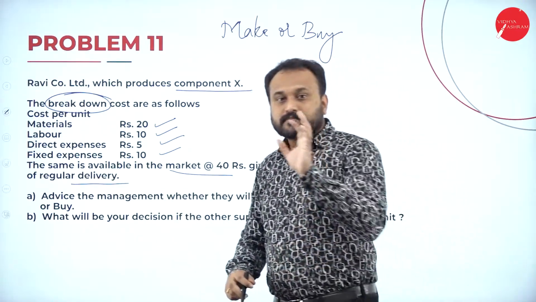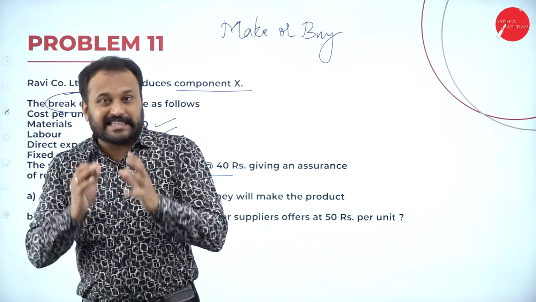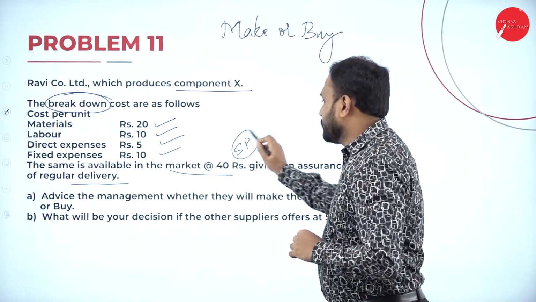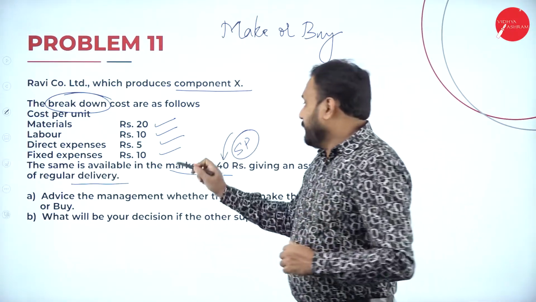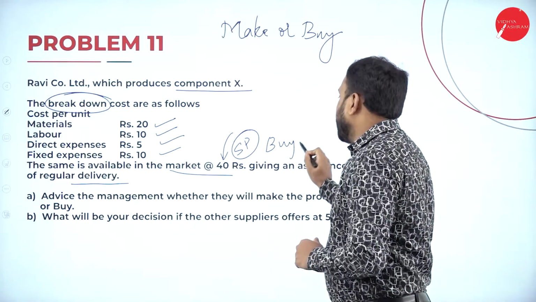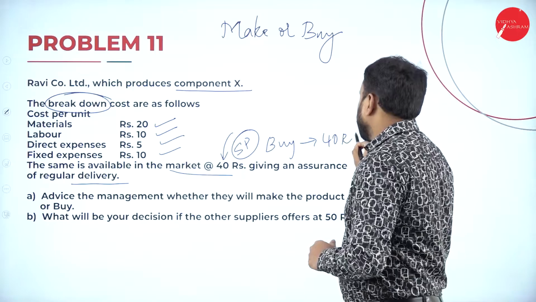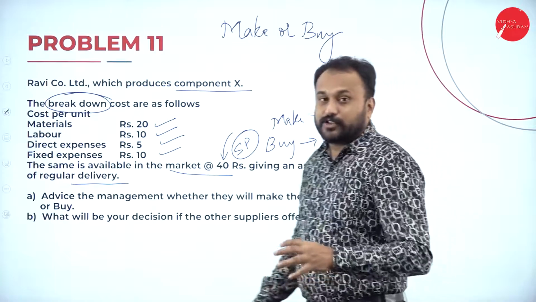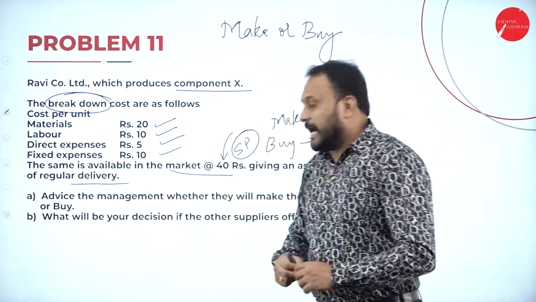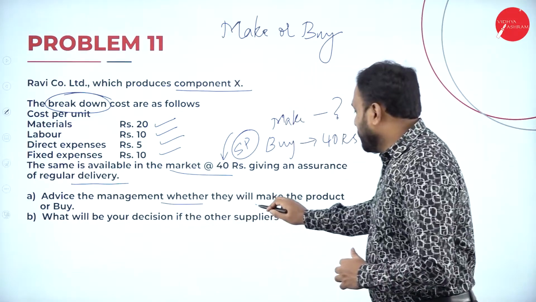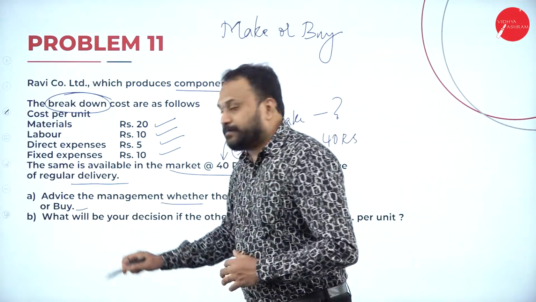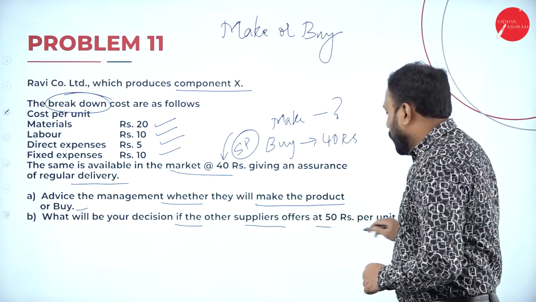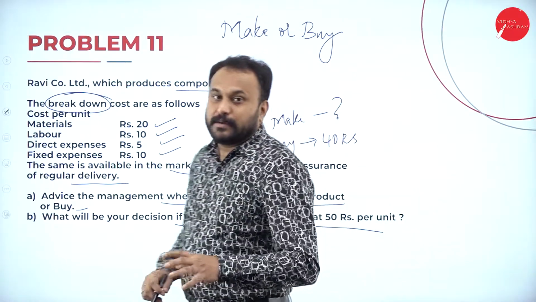Now there is another person who is actually selling the component X at 40 rupees. So this is the selling price of the person. Now if I buy, I should buy for 40 rupees, but if I make, how much will it be? So you are supposed to calculate. Now A, advise the management whether they will make the product or buy. The second question is B, what will be your decision if the other supplier offers at 50 rupees per unit?